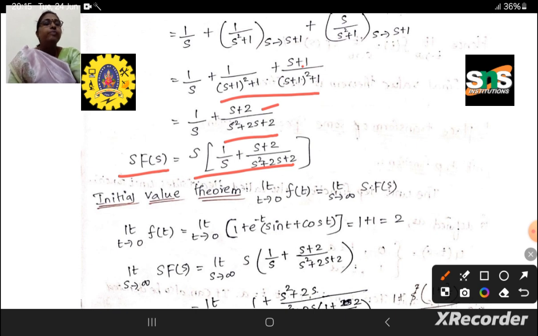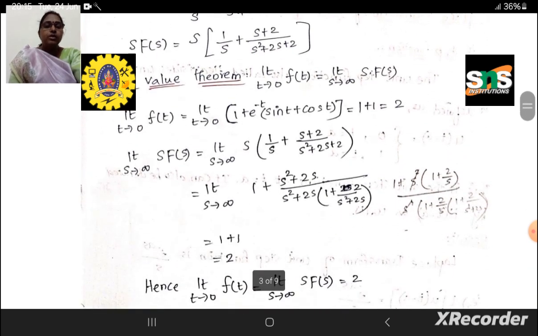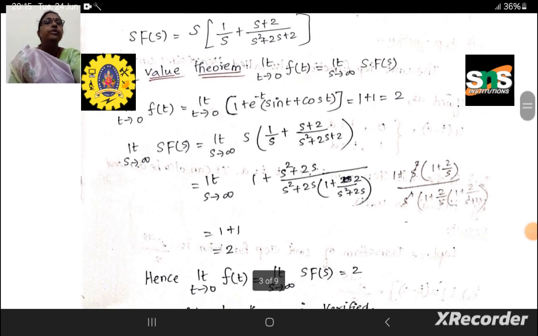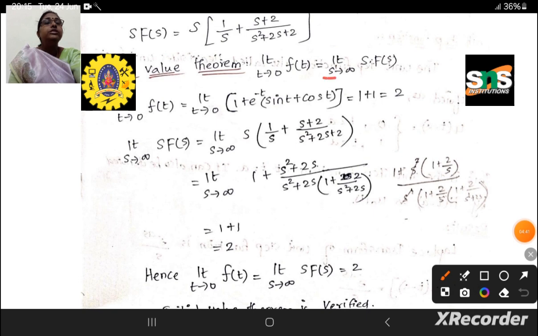Now based on this value we can go for the condition verification of the initial and final value theorems. So the first one is the initial value theorem. The initial value theorem is the limit t tends to 0 of f of t, which is equal to limit s tends to infinity of s into F of s. So for the function f of t, this is the function f of t, we are applying t tends to 0.